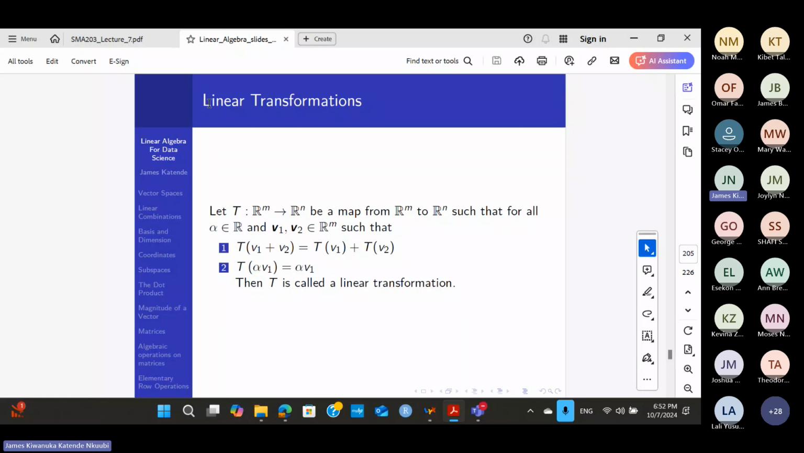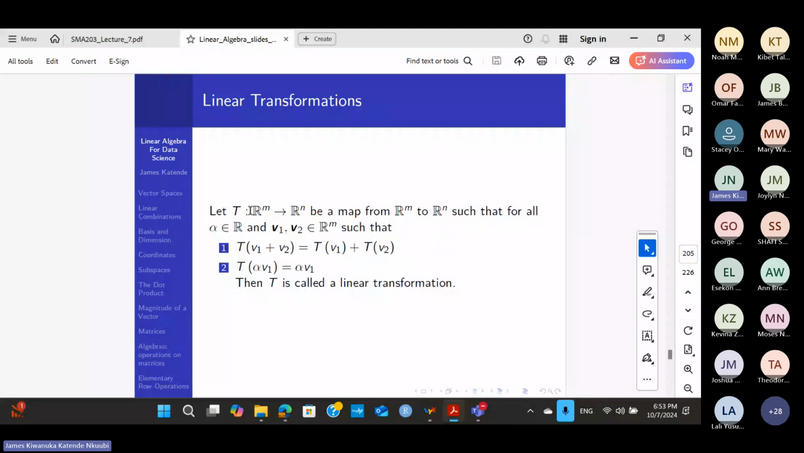So far we've been dealing with vector spaces on their own, separately. Now we want to see if we can find relationships between different vector spaces. In particular, we shall be focusing on the Euclidean spaces. So the first thing we'll define is a linear transformation.